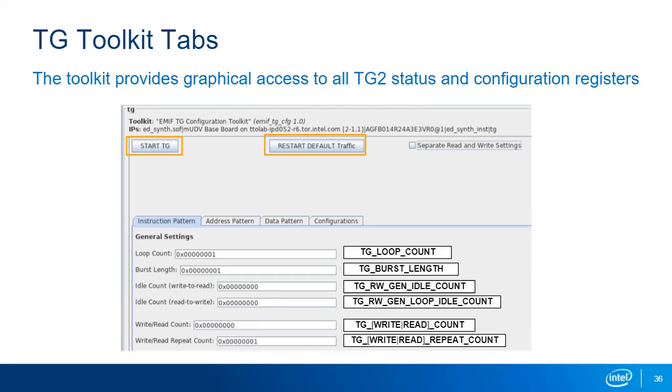The TG configuration toolkit makes it really easy to set up and run the traffic generator. Like the EMIF Debug Toolkit, the TG Toolkit is organized into tabs for configuring a traffic pattern, and controls at the top allow you to quickly run the custom or default traffic patterns. Fields on each configuration tab correspond to the TG registers discussed earlier. So, on the Instruction Pattern tab, you can set the loop count, the burst length, and the number of writes and reads to perform in each loop. See the user guide for details on setting these and any other values.